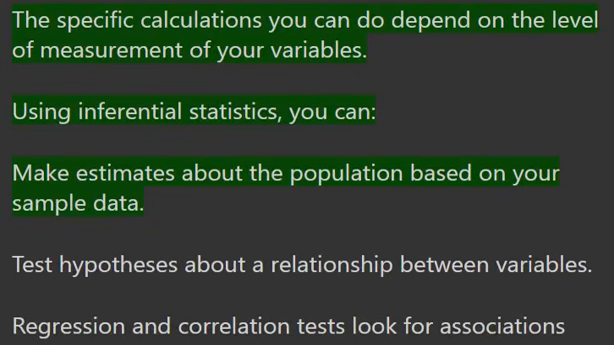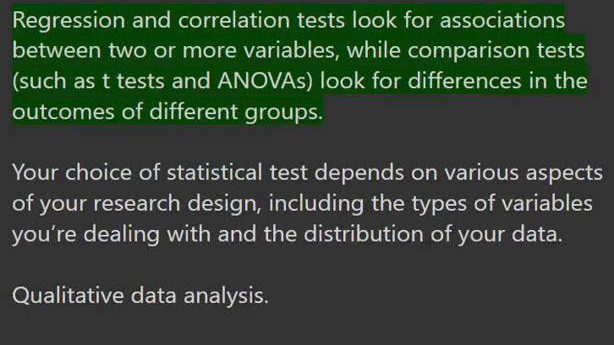Using inferential statistics, you can make estimates about the population based on your sample data and test hypotheses about a relationship between variables. Regression and correlation tests look for associations between two or more variables, while comparison tests, such as t-tests and ANOVAs, look for differences in the outcomes of different groups. Your choice of statistical test depends on various aspects of your research design, including the types of variables you are dealing with and the distribution of your data.